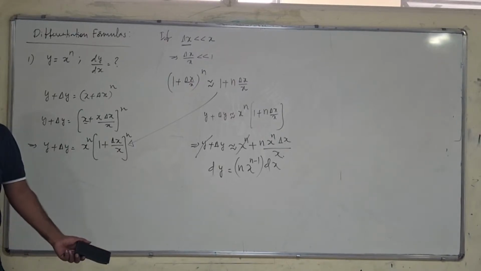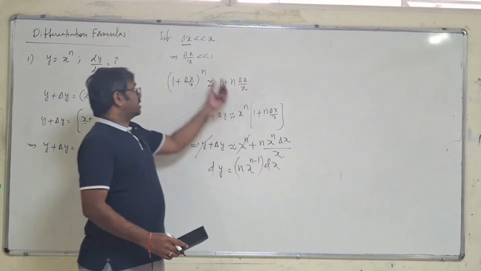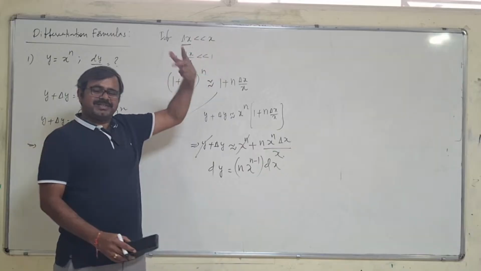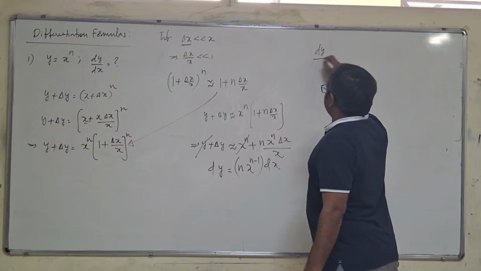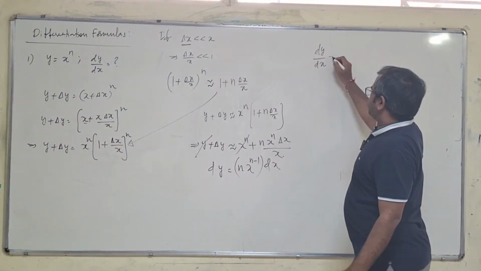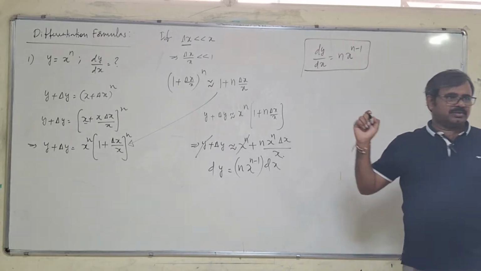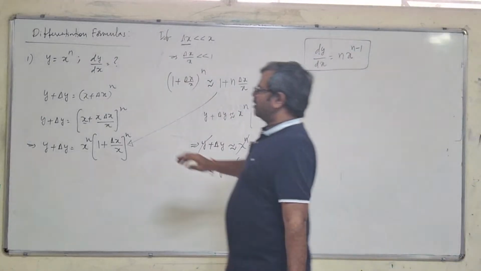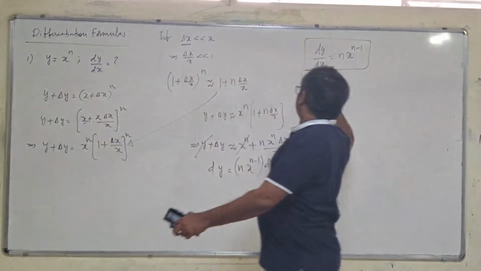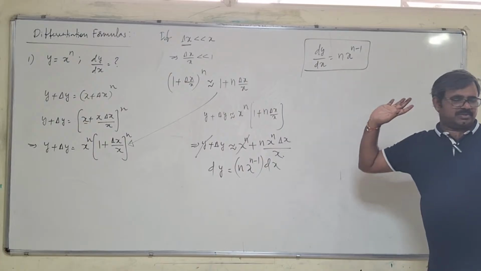You understand what I'm saying? We are talking about small changes. Delta x is much less than x, so you can call it dx. So what do you get? dy by dx is equal to n into x power n minus 1. This is the basic formula of differentiation. When y is equal to x power n, dy by dx is equal to n into x power n minus 1. You need to remember this formula. Note down this, please.